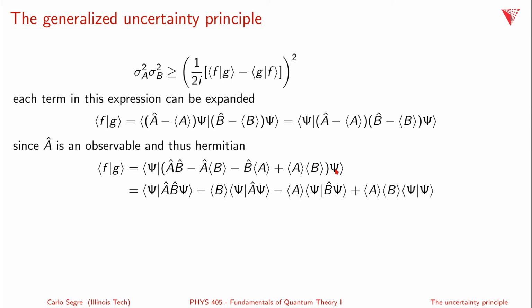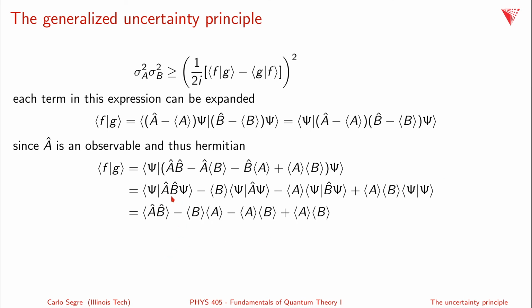This gives us 4 inner products. The first one is the inner product of psi with AB applied to psi. Then minus the expectation value of B times the inner product of psi with A psi. Then you have minus the expectation value of A times the inner product of psi with B psi. And then you have plus the expectation value of A times the expectation value of B times the inner product of psi with itself. Clearly this is 1.